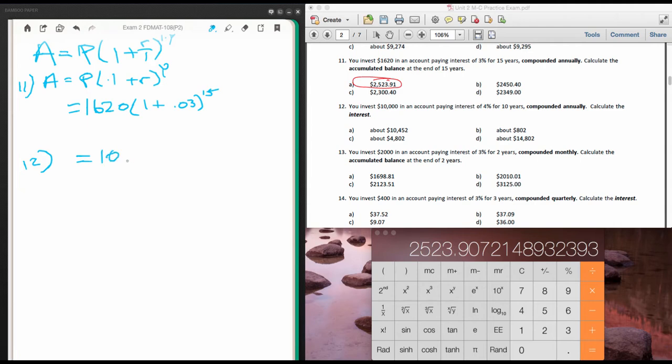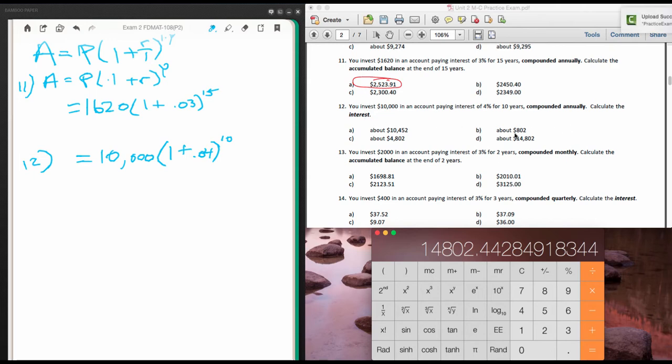So our P is 10,000 in this case, times 1 plus 4%, so 1 plus 0.04. We're doing this for 10 years, so we'll raise it to the 10. So we'll clear out our calculator, 1.04 raised to the power of 10 gives us 1.48, multiply that by 10,000, and we get 14,802.